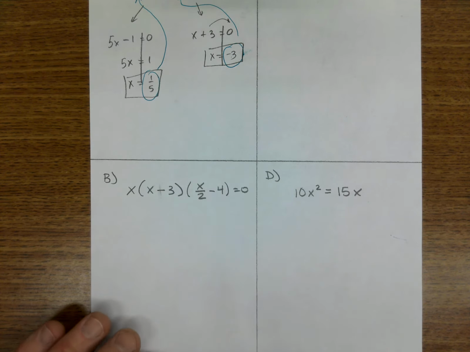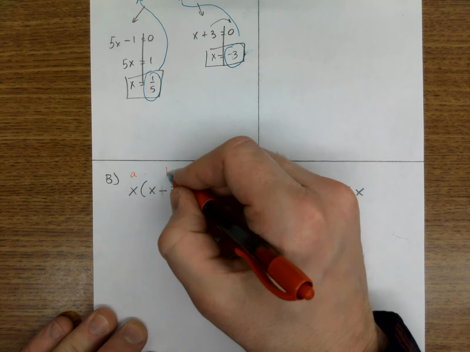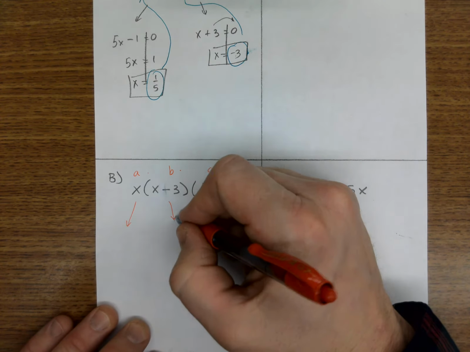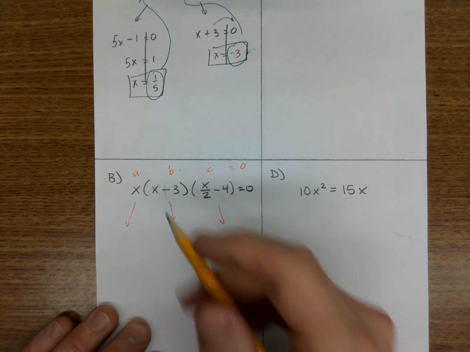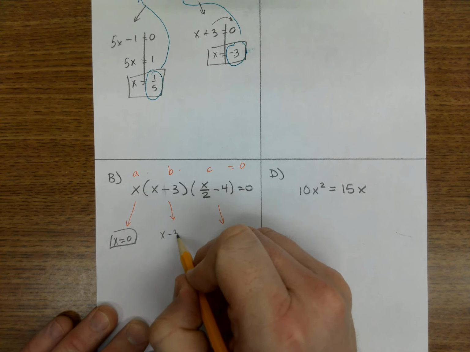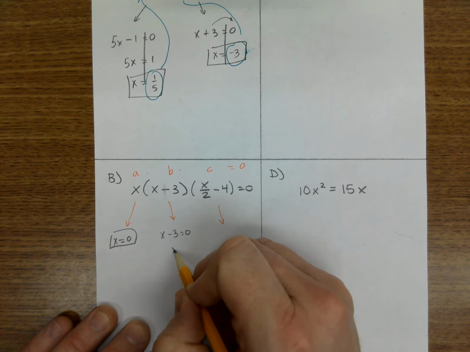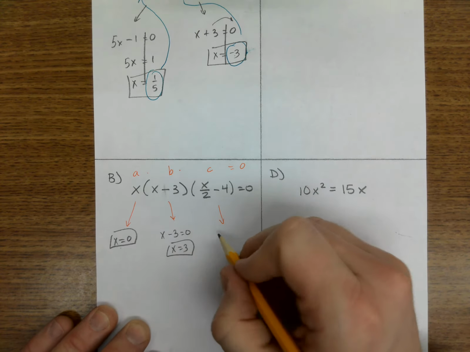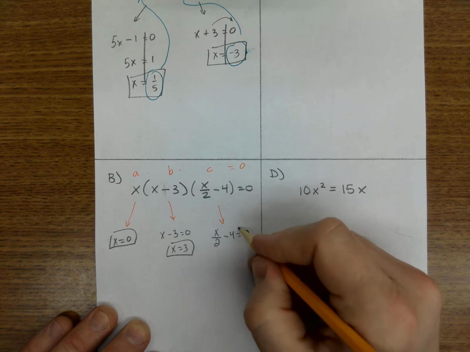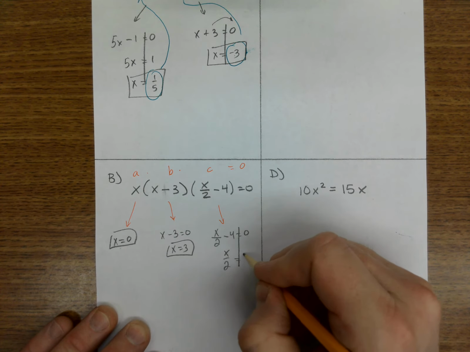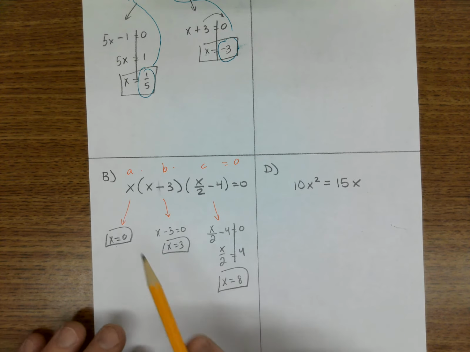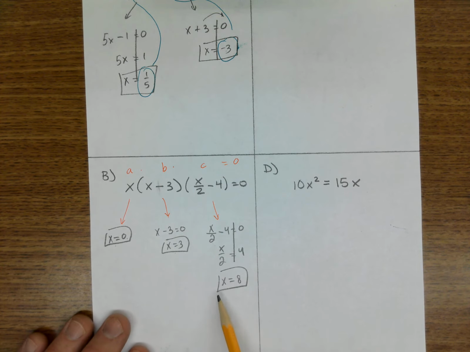All right, problem B. Well, what do we have? We have three different things being multiplied together to get 0, so we have 1, 2, 3 different problems to solve. The first one's easy. It says x is 0. The second one says x minus 3 is 0, so just add that over there. And the third one is a little bit more complicated. We have one extra step here. We add this over, and we have x over 2 is 4, multiply both sides by 2, and x is equal to 8. 1, 2, 3 solutions.